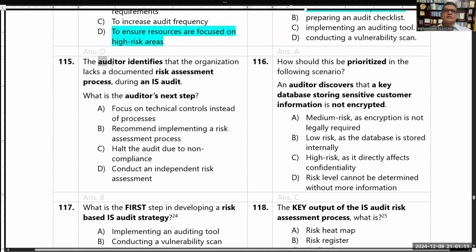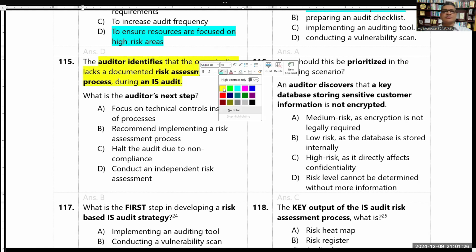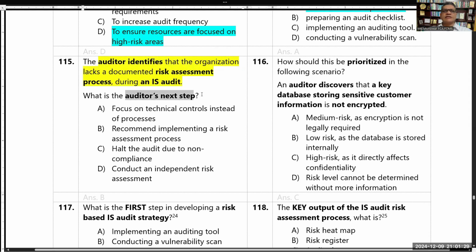The auditor identifies the organization's lack of documentation, a lack of a documented risk assessment process, during the IS audit. This is the situation. And what is the auditor's next step? The auditor's next step should be to recommend implementing a risk assessment process. Answer B.